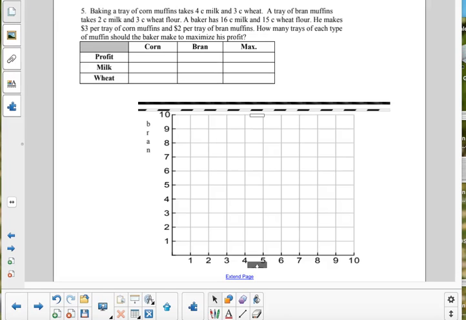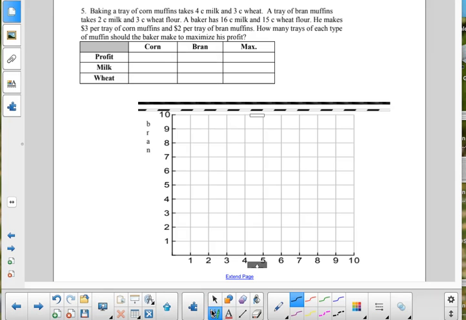All right, so the way that 5 is set up, if you look at the table that's given to you, up top here it says corn and bran. So the way that this is given, that means that the corn muffins are what? Like what goes at the top of our table? The X and the Y. So kind of just a reminder, that's our X, that's our Y. They use the word max instead of total, but it means the same thing.